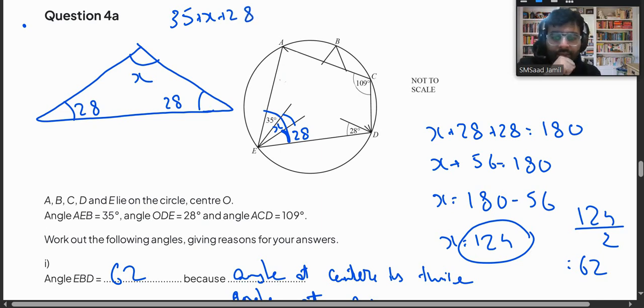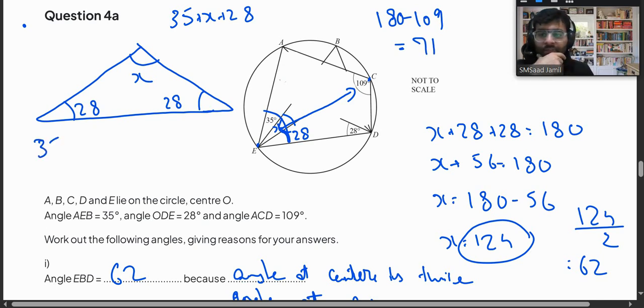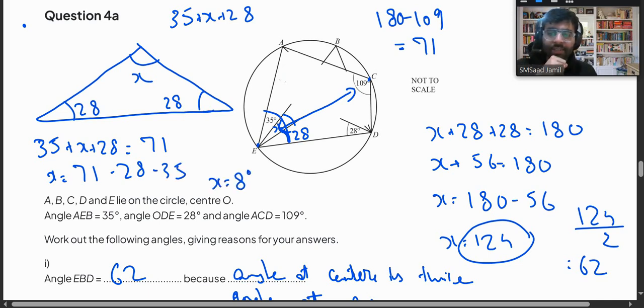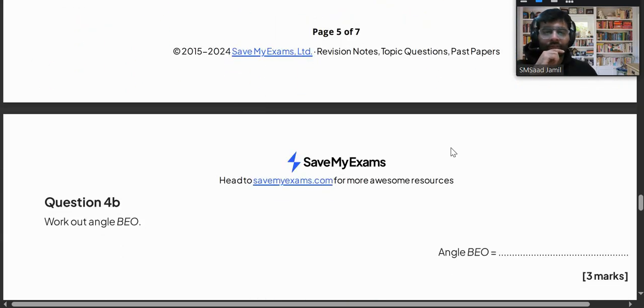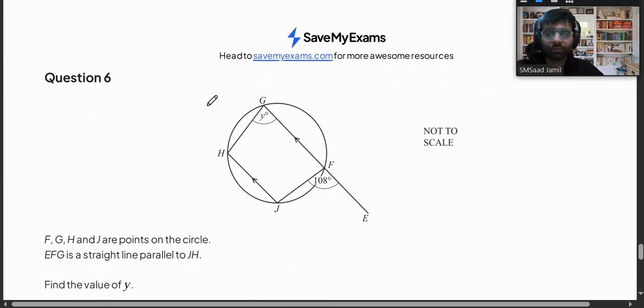Now if you look at it, aren't these two angles opposite and touching the corner? This means if I do 180 minus 109, this will give me an answer of 71. This means 35 plus x plus 28 is actually equals to 71. X is equals to 71 minus 28 minus 35, which means x is equals to 8 degrees. So your answer for this question is 8 degrees. Moving on to the next question. We have 2 more questions.